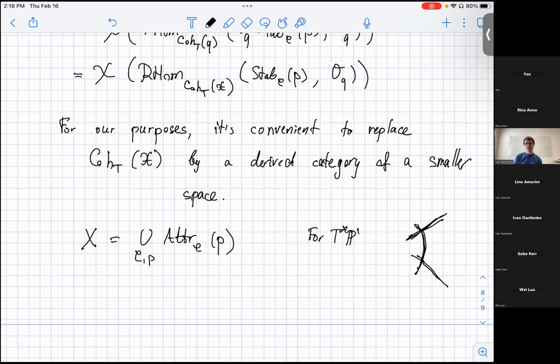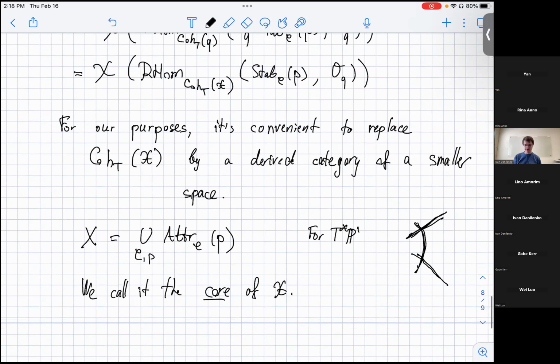Should this be thought of as a skeleton? Yes, it's like the Lagrangian skeleton, or the core. So we will call it the core of X. It is Lagrangian at a smooth point, and it is mildly singular, but it's an invariant holomorphic Lagrangian.